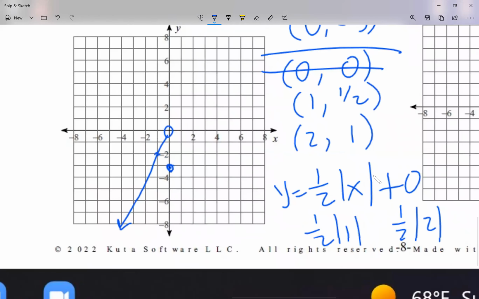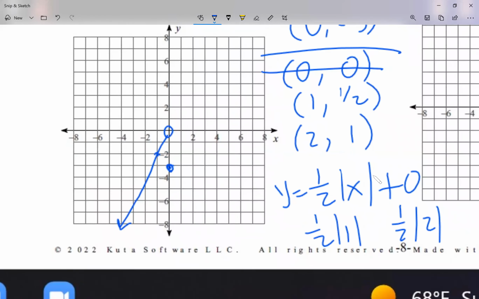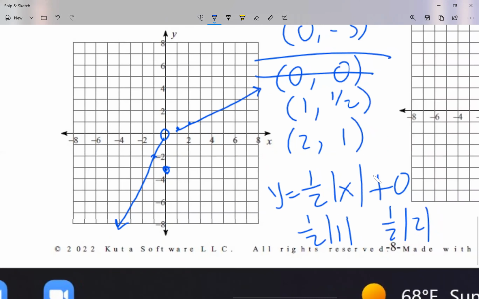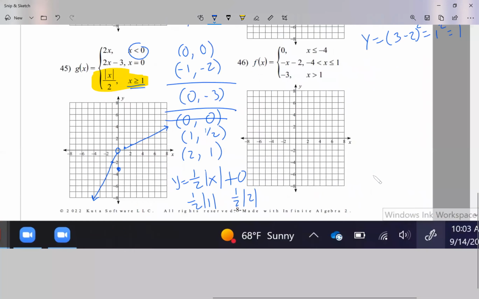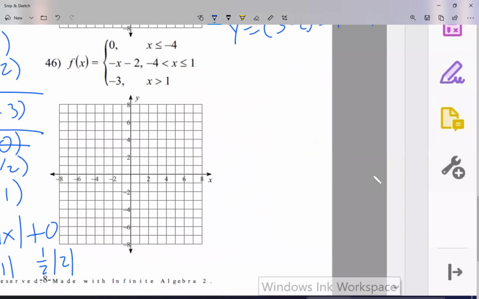Let me plot these points. It's about there. You see it? The other point I have is 2, 1. So I'm just going to connect these really quick. And that's it. Now, my last example, let's take a look at number 46.